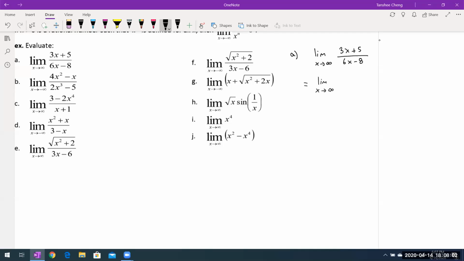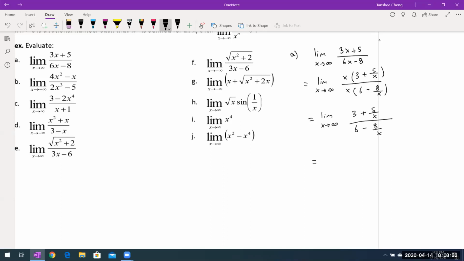So in this case, the limit as x approaches infinity, I can factor x out in the numerator. So that will become 3 plus 5 over x. And then in the denominator, when I factor out x, that will become 6 minus 8 over x. So the x reduces, and that will give me the limit as x approaches infinity of 3 plus 5 over x over 6 minus 8 over x.